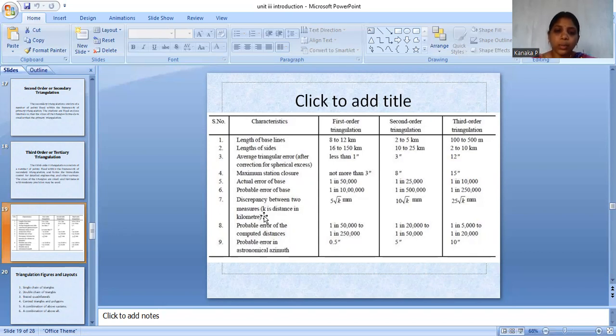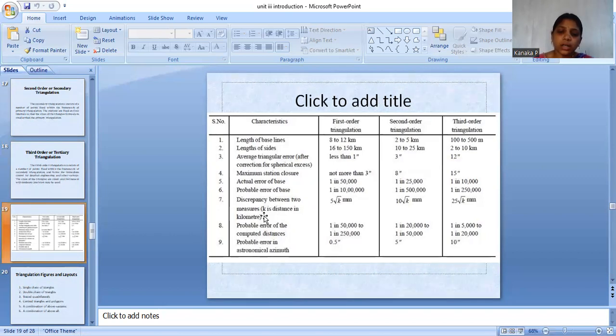So last one is the probable error in astronomical azimuth. So azimuth means angles. This is the limit of the measurements of the accurate probable error in astronomical azimuth. So first order triangulation is 0.5 seconds, and the second order 5 seconds, and the third 13 seconds.